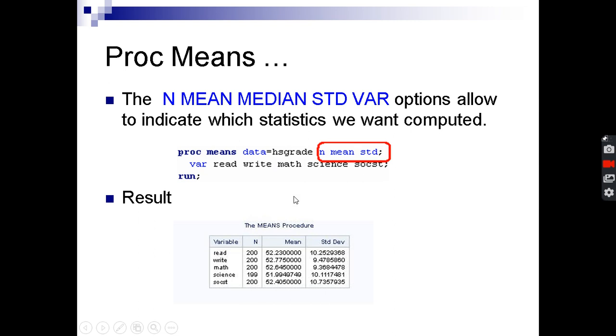And if we want to calculate specific summaries, for example the number of observations, mean, and standard deviation, then you can specify N, MEAN, and STD as options after the data statement. So proc means data=hsb2 with N, mean, and standard deviation means that we only want to get the number of observations, mean, and standard deviation on each variable specified in the VAR statement. So we have read, write, math, science, and socst with N, mean, and standard deviation.